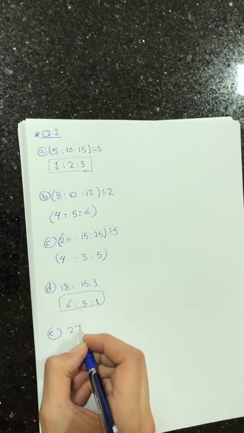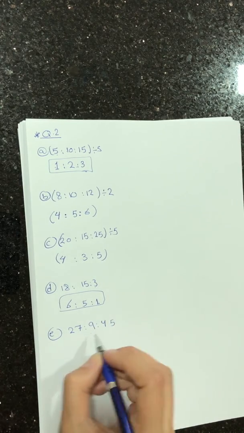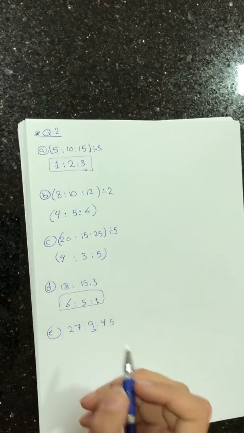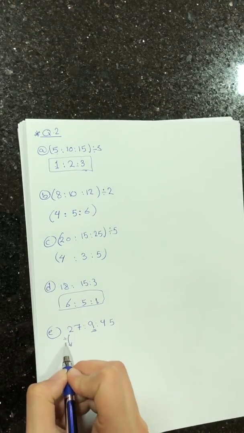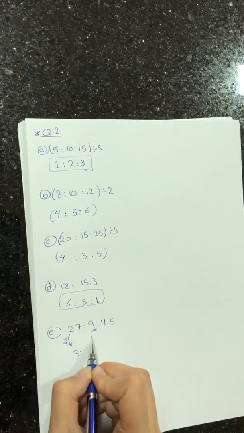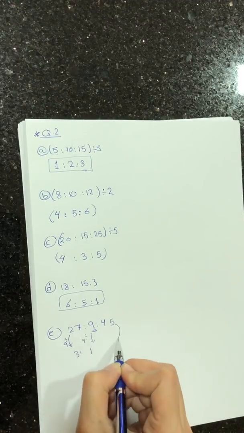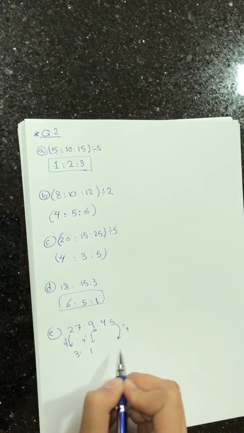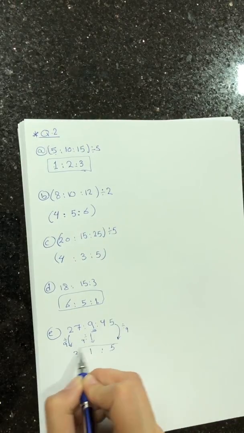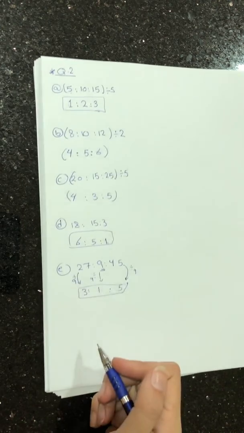You have 27, 9 to 45. If you try dividing by the smallest number, 27 divided by 9 is 3, 9 divided by 9 is 1, 45 divided by 9 is 5. So your new simplest ratio will be 3 to 1 to 5.